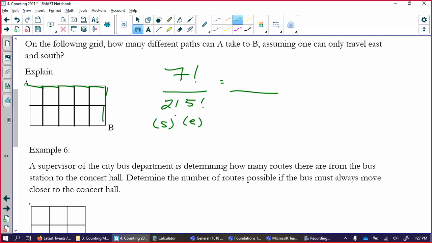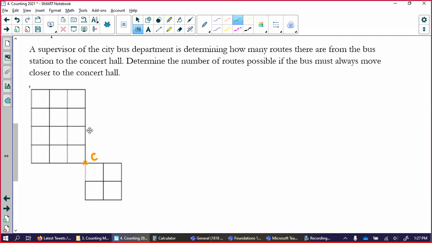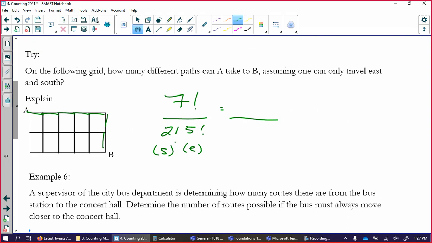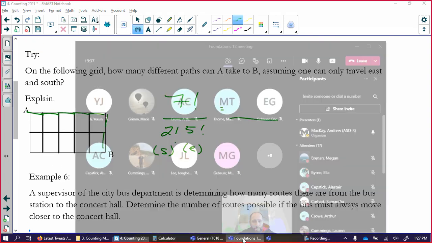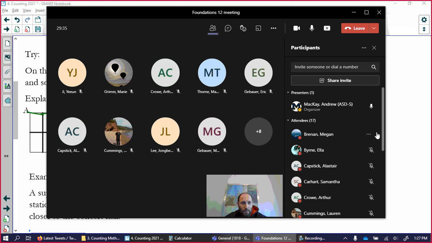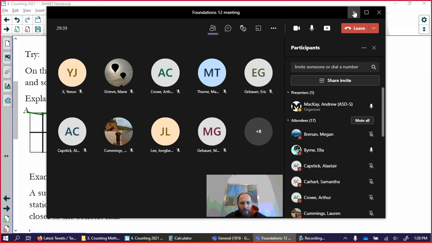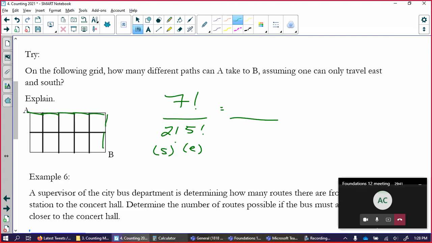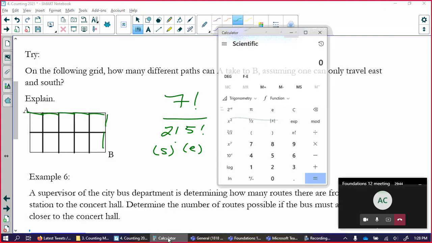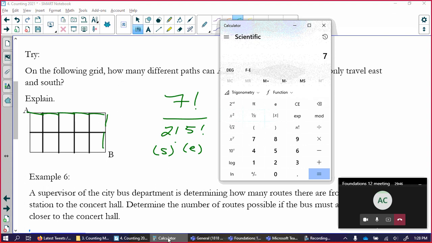So any one of these, and then we're going to look at this fun one where you have to make a pit stop in the middle, which is okay. Does that make sense to whoever said that? 7 factorial. Let's just push the button.